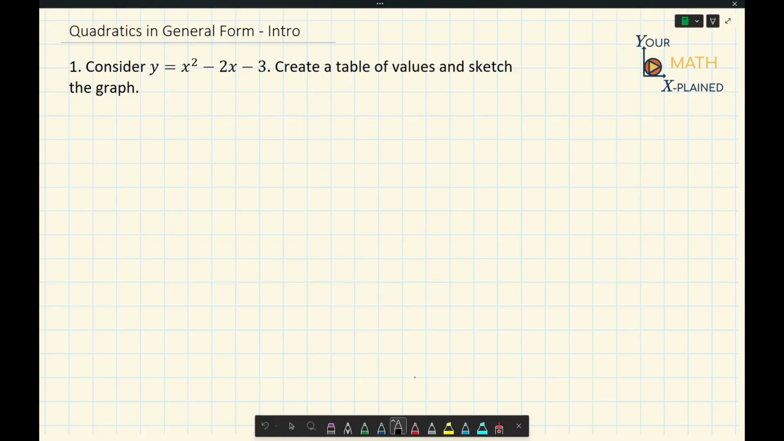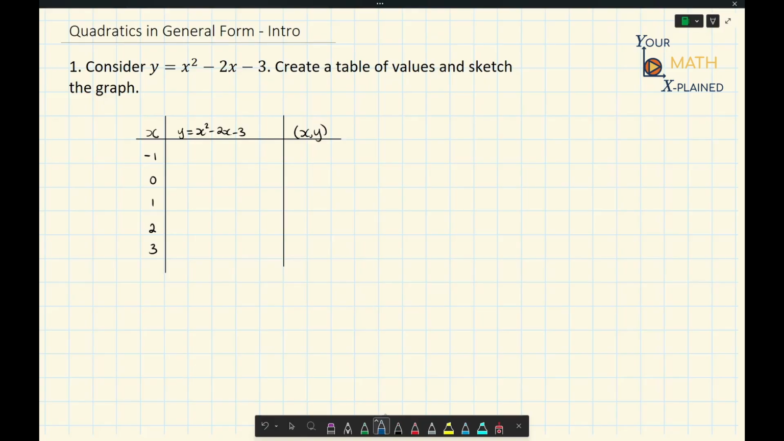Let's take a look at the basic general form y is equal to x squared minus 2x minus 3. We're going to create a table of values and sketch the graph. So that means we would have our x value, and then we would have our y value, which is equal to x squared minus 2x minus 3. So then the coordinates would be x, comma, y. For x value, we get to choose what we want to input. And here we're going to choose -1, 0, 1, 2, and 3. Based on these x values, we're going to substitute into our equation for y, and then we're going to find our y values.